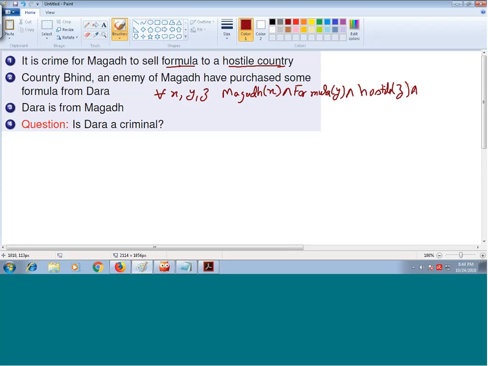Okay, and what happens? There is something being sold. There is a person who is from Magad, and there is some formula, that is Y, and there is some hostile country, that is Z. So what is the problem? The problem is that if X sells Y to Z, then it is a crime, so there is a criminal. Who is the criminal? Can you tell me who is the criminal?